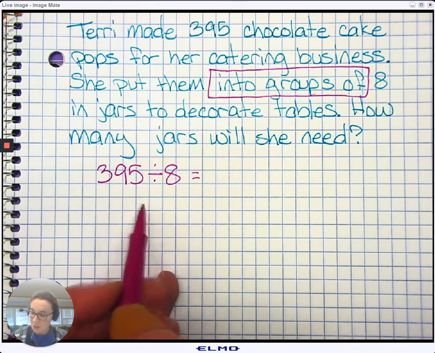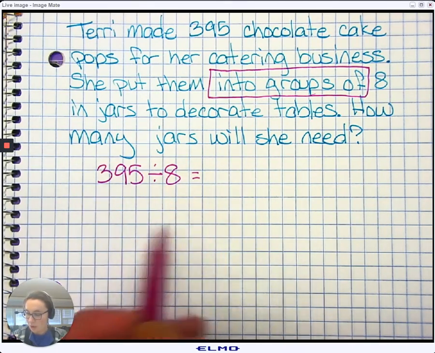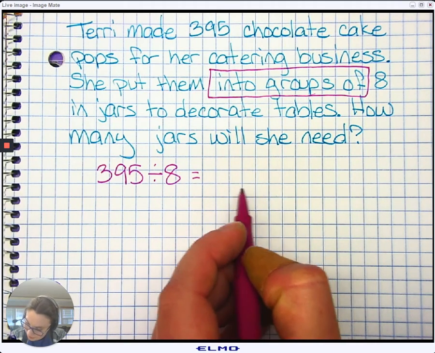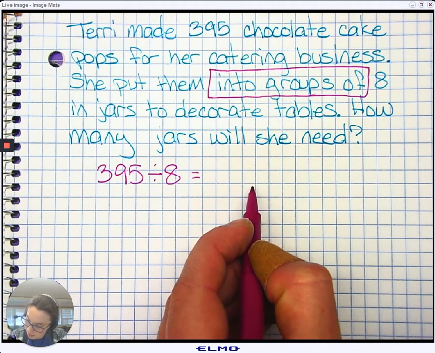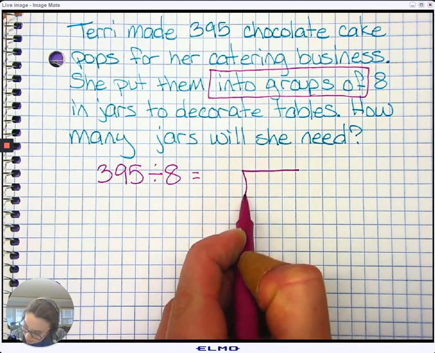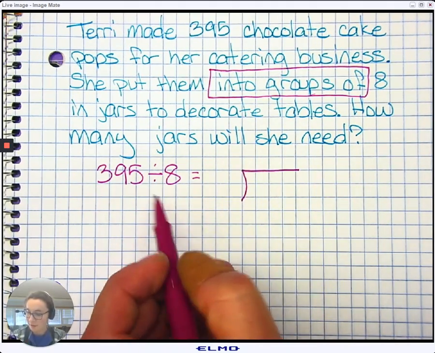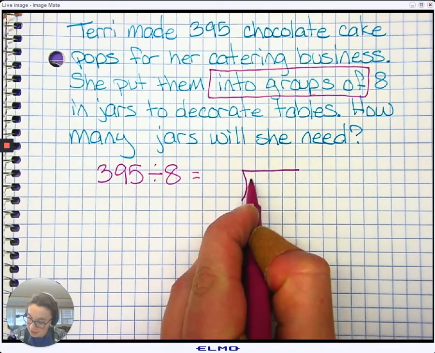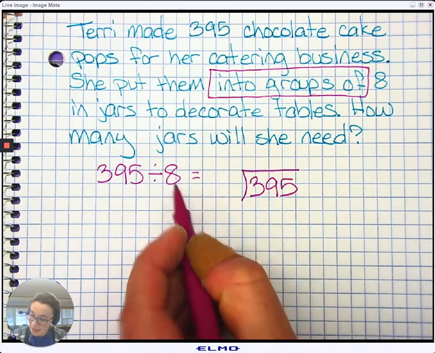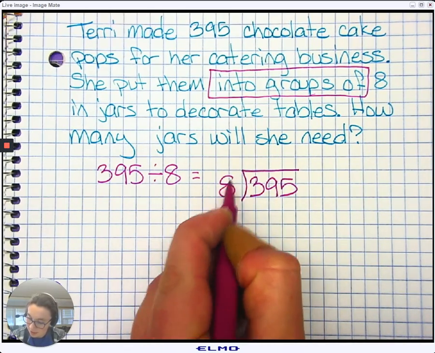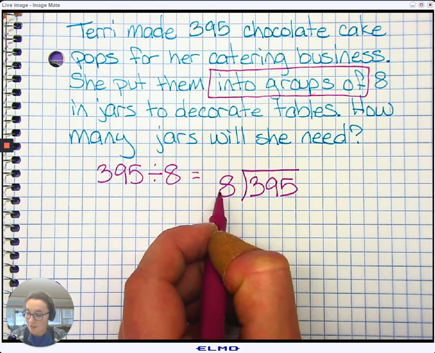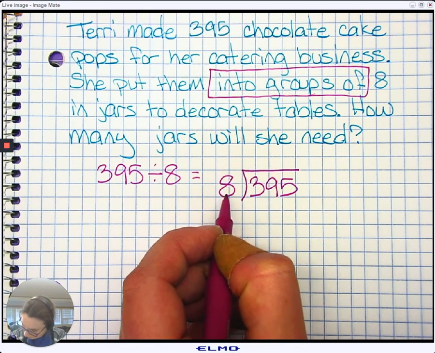But we're not going to do our division like this. We're going to put it in the other way. So 395 divided by 8, I'll make my division box, and I'm going to put 395 in the box. This is my dividend, 395. And I'm going to put 8 on the outside. This is my divisor, the number that is doing the dividing. The dividend is being divided. The divisor is doing the dividing.